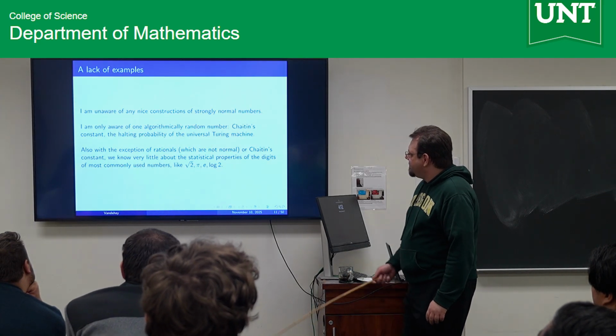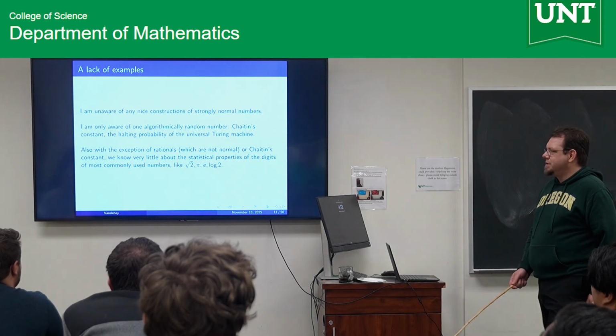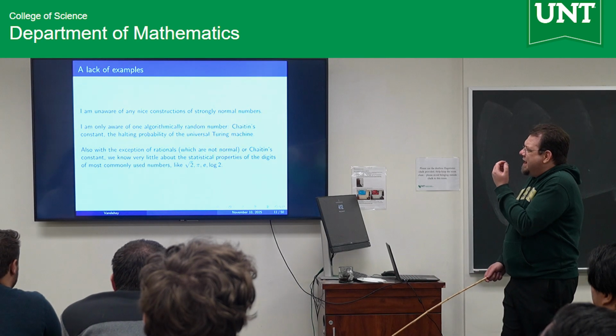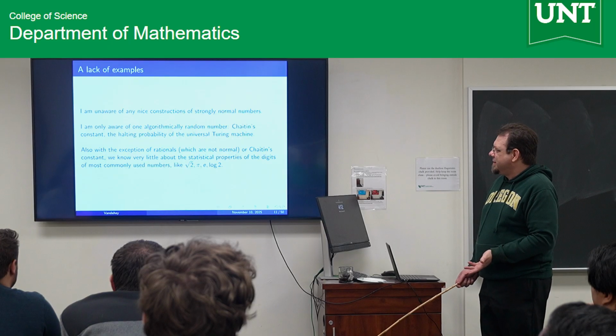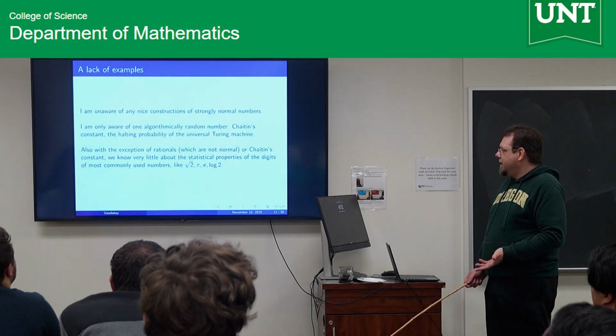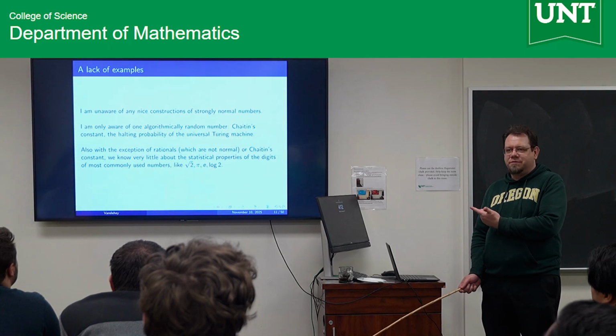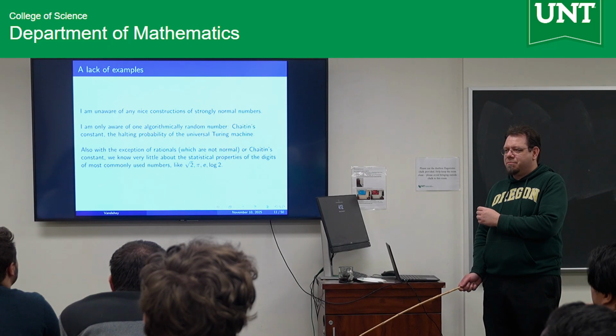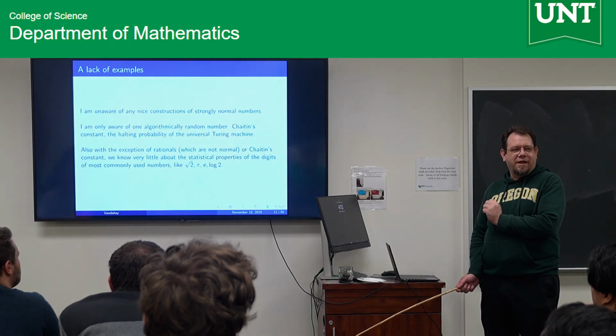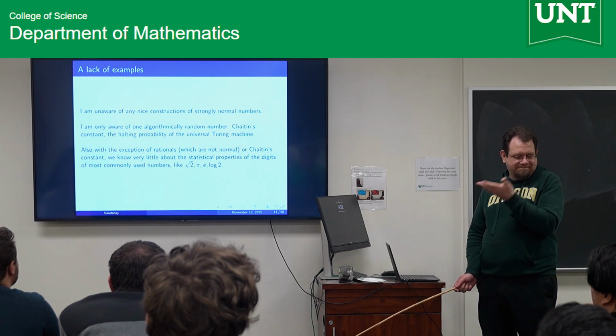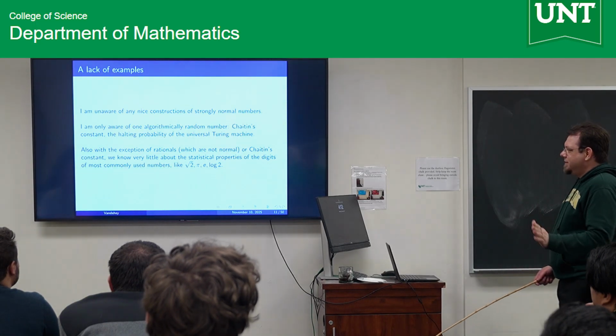And outside of rationals, which are not normal for reasons we just expressed, and Chaitin's constant, we actually know very little about the statistical properties of the digits of most commonly used numbers. I worked on the digits of square root of 2 in base 2, and I improved the results so minutely I felt like I had wasted 3 months of my life. We know very little about all of these.